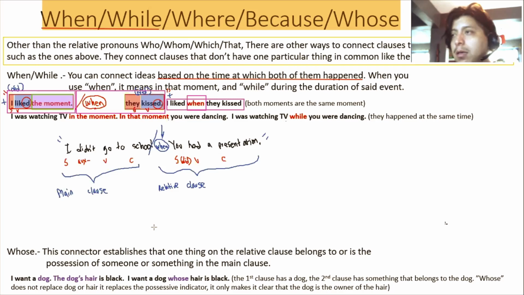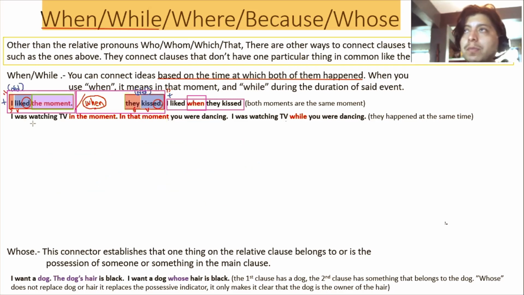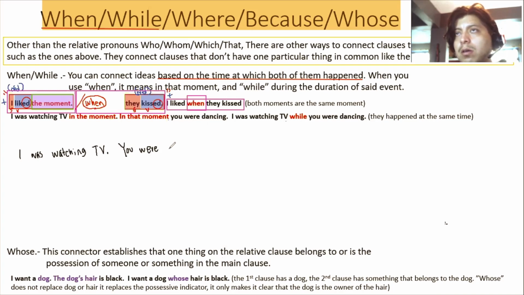Sorry, I need white. Yeah, that's it. When do you use while? For example, we have this example. Let's just write it down. It says, I was watching TV. This is a sentence. In the other one, it says, you were dancing. So in reality, we have two sentences.